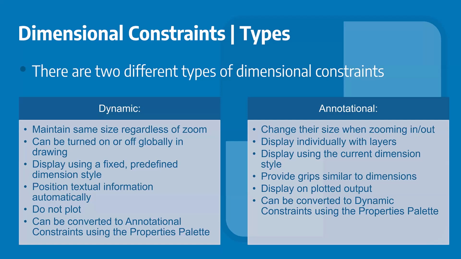You can choose between having dynamic and annotational, and there can be a combination within your drawing. You might only have a single dimension that you want to plot, and that can be set to annotational. The formulas that are associated with these annotational dimensions will also be updated if we modify any of the other dimensions that are associated. And you can convert them back into dynamic constraints so they do not plot.